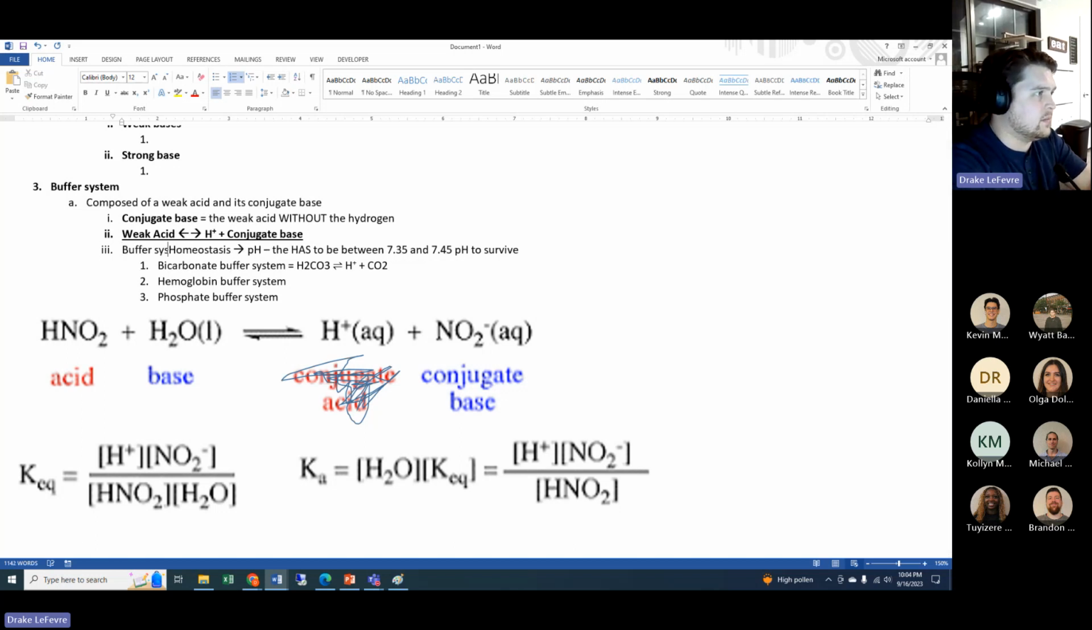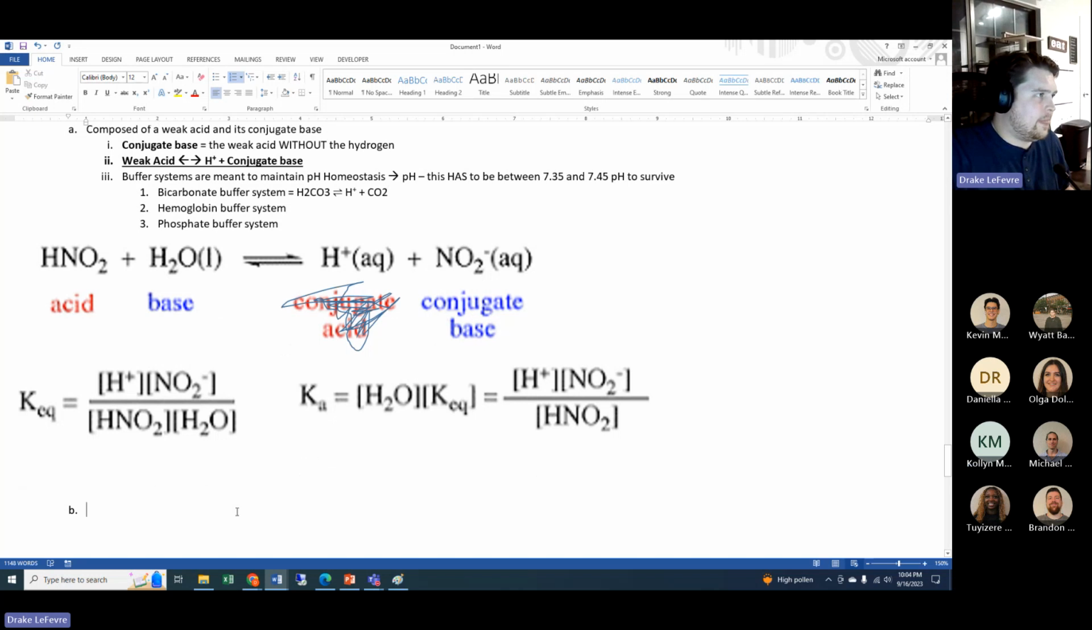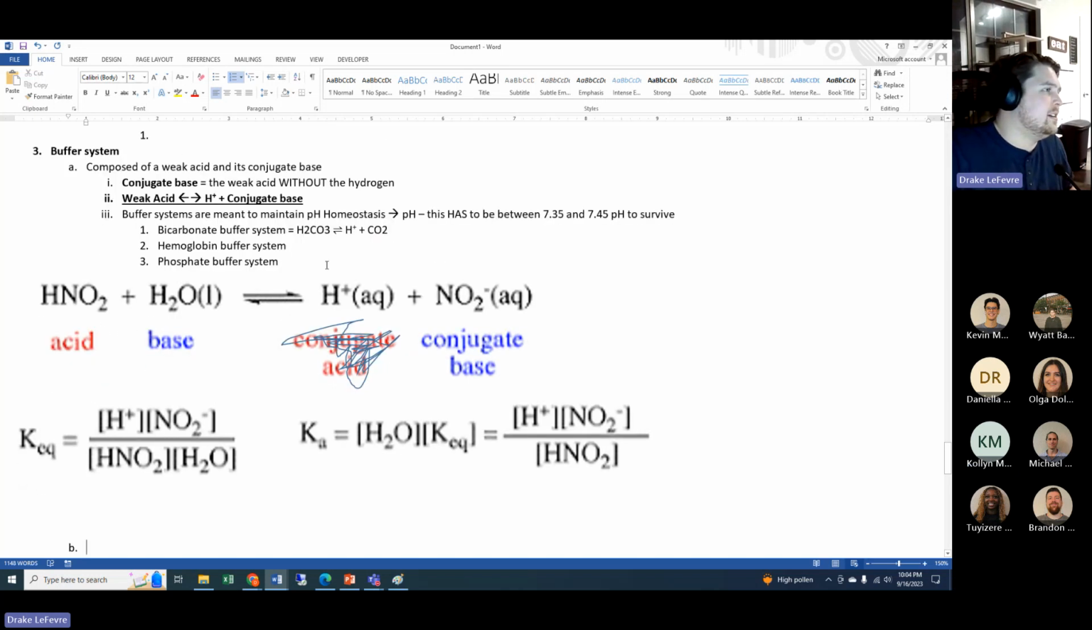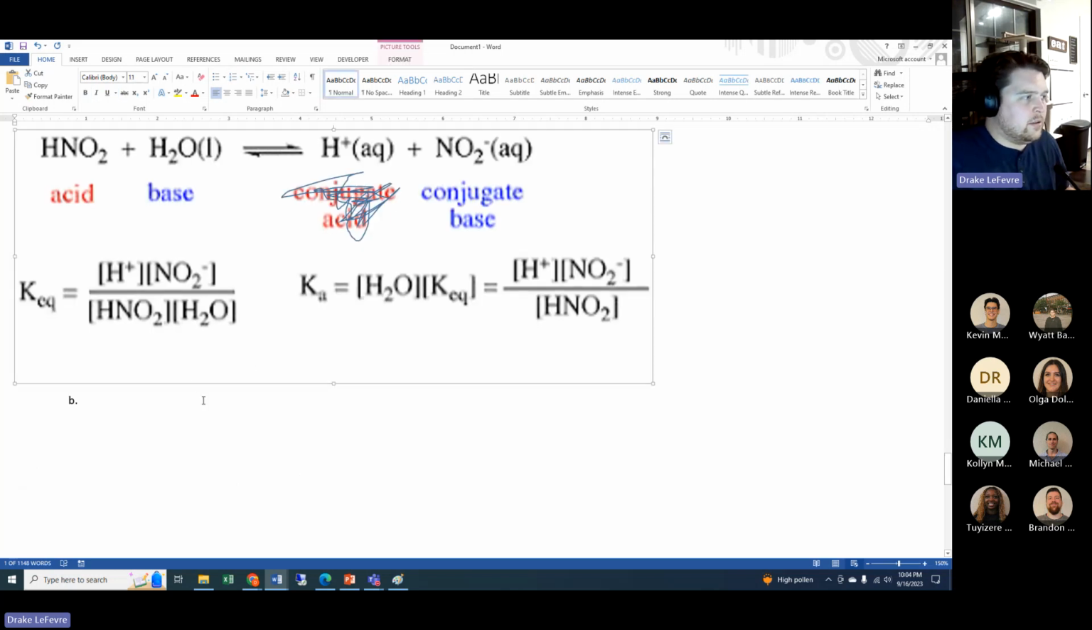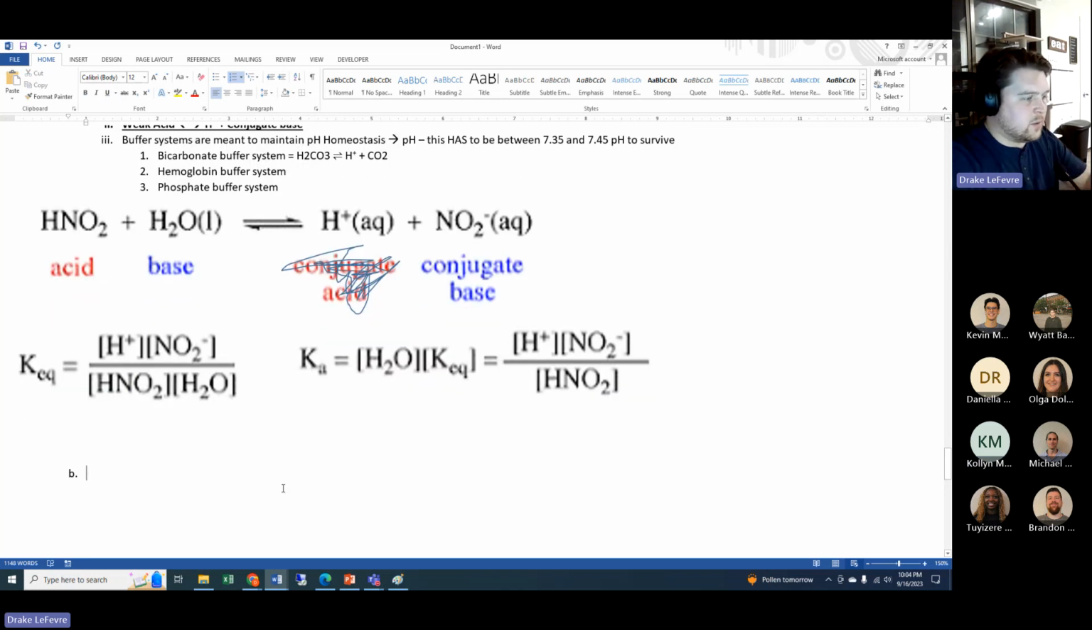Buffer systems are meant to maintain pH homeostasis. Okay. Hopefully I didn't lose anybody there. The parts that you need to know: you need to understand what a buffer system is, that it's the weak acid and its conjugate base, what a conjugate base is, and this general kind of formula. And now we're going to get into pH, which is what the buffer system actually deals with.